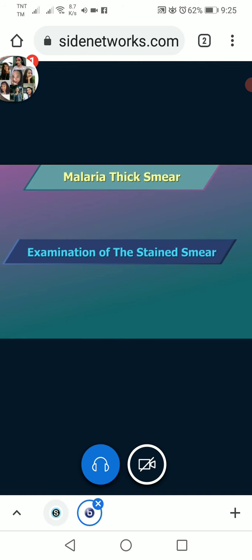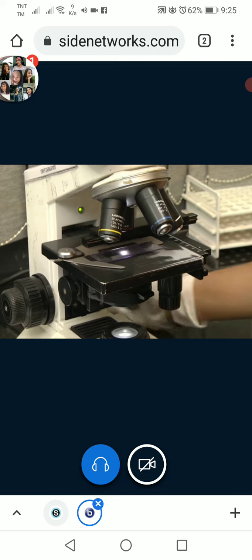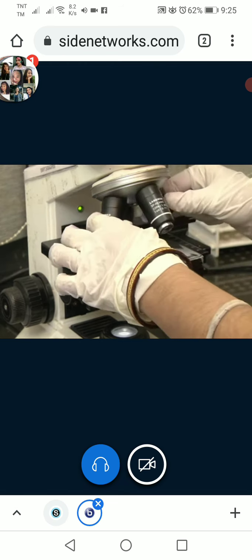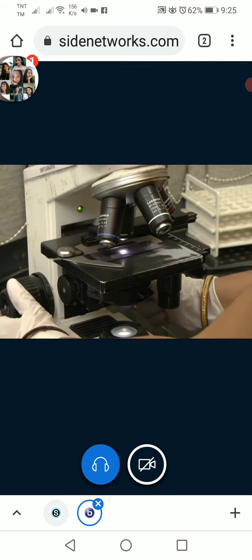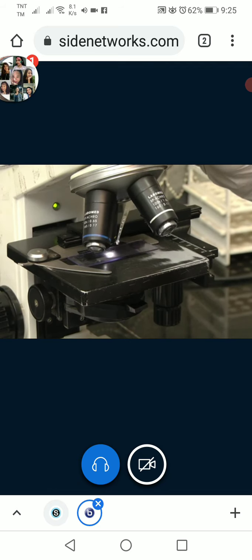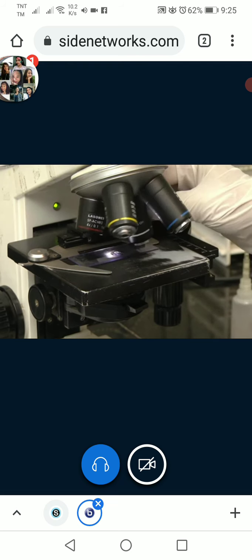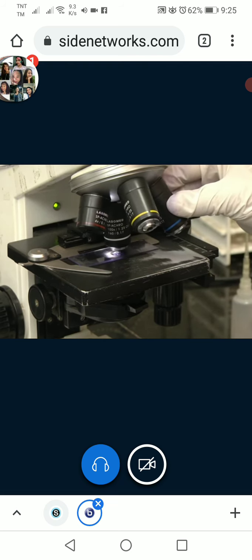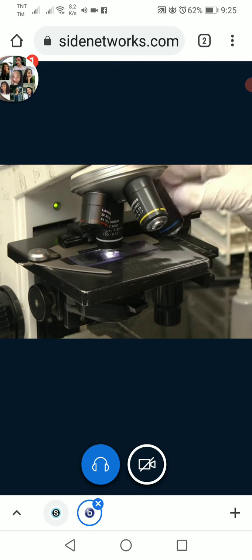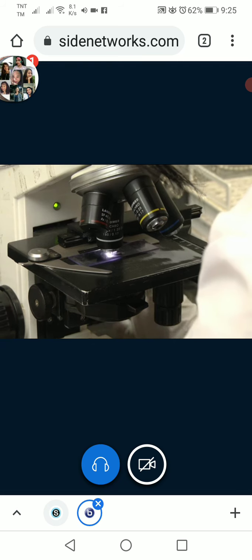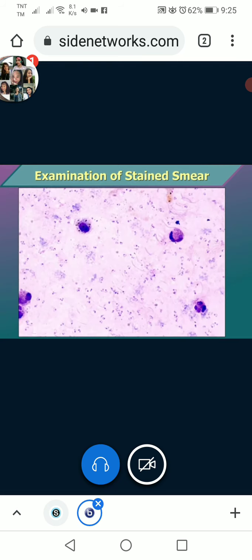Examination of the stained smear. Place the slide on the mechanical stage of the microscope. Focus the slide first using the 10x objective. Place a drop of immersion oil on the edge of the middle of the film. Position the 100x oil immersion objective over the film. Lower the oil immersion objective until it touches the immersion oil.